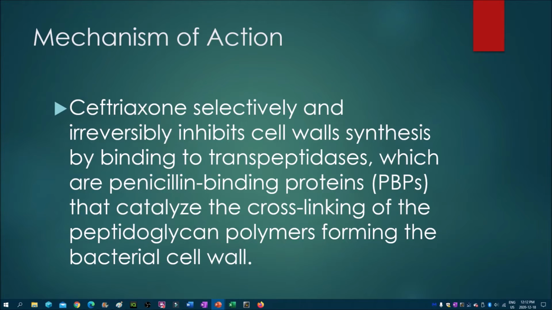So the first thing to discuss here would be the mechanism of action, or how this medication works. So Ceftriaxone selectively and irreversibly inhibits cell wall synthesis by binding to transpeptidases, which are penicillin-binding proteins, or PBPs, that catalyze the cross-linking of the peptidoglycan polymers forming the bacterial cell wall.